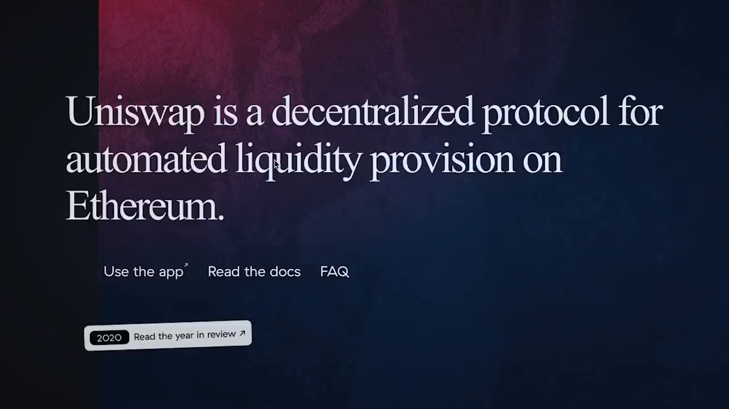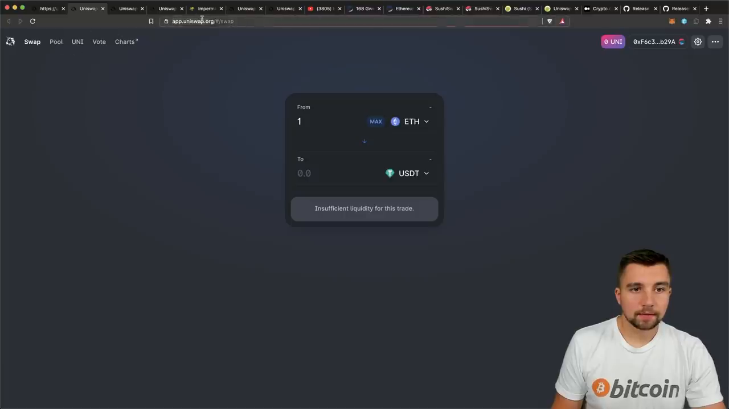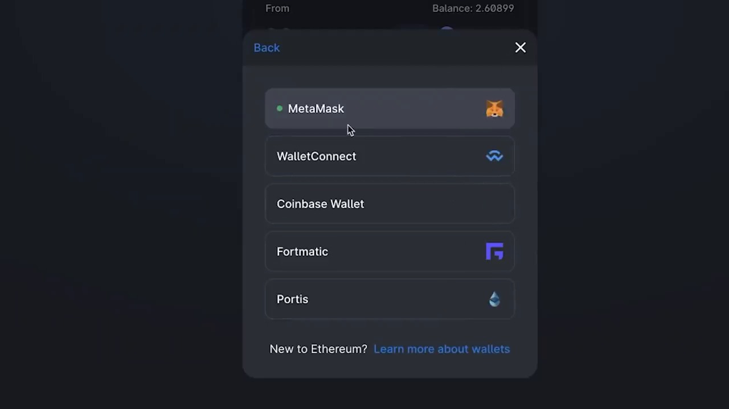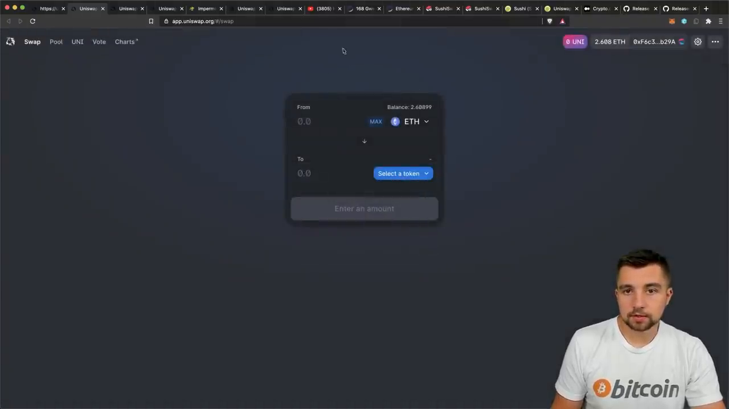Uniswap, again, is a decentralized protocol for automated liquidity provision on Ethereum. Basically, it's a DEX, so there's no intermediary that can stop you. So you click this and it launches the app. So let's just pull it up like it's totally fresh. What happens right here is you need to connect a wallet. So I'm using MetaMask. It's what you should use too.